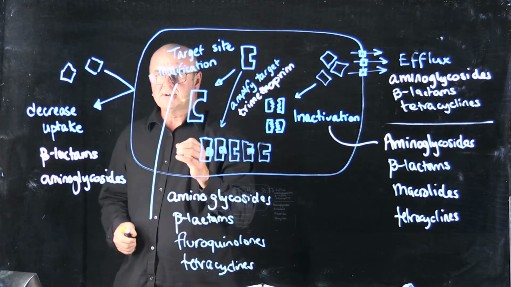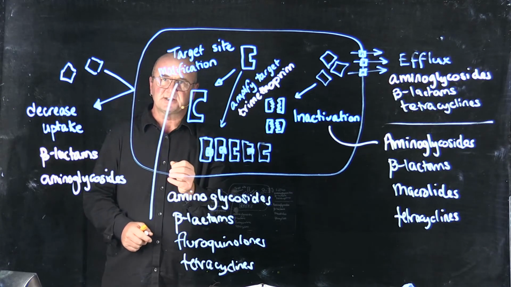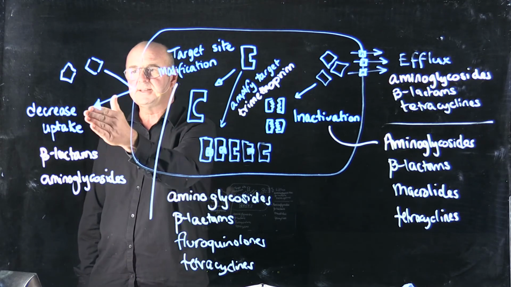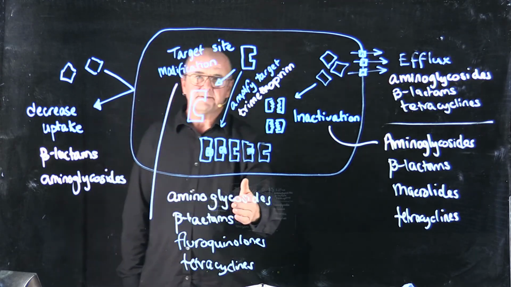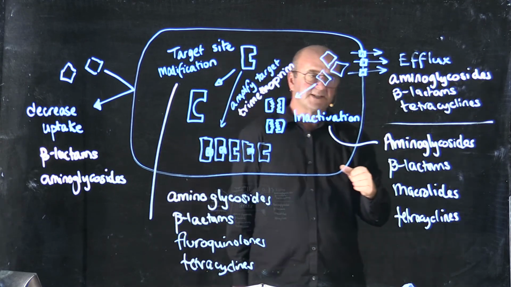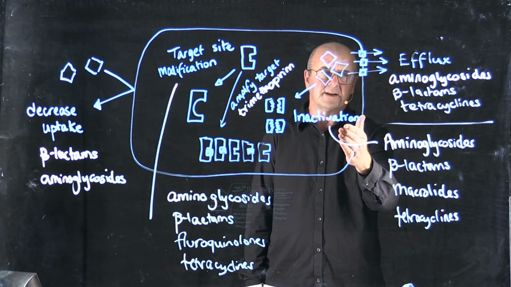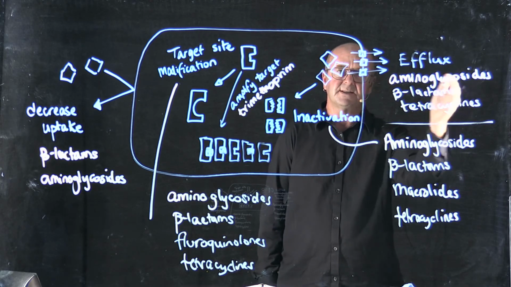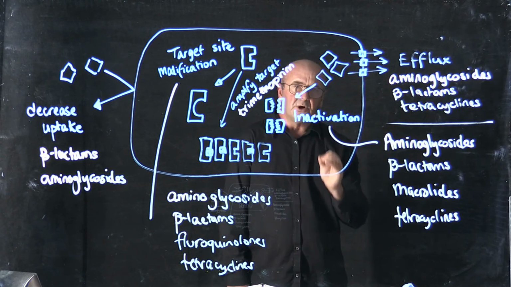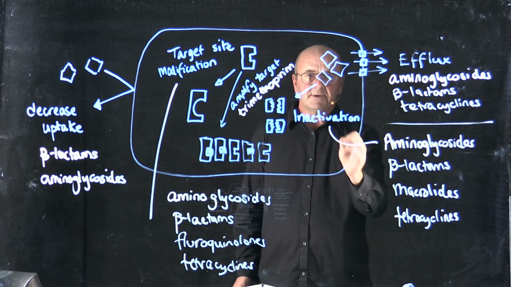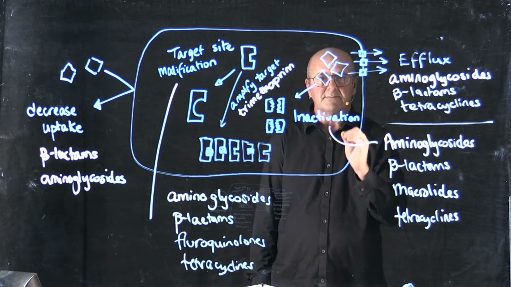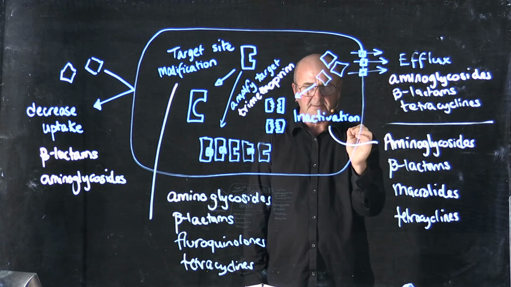One of the things that's really critical to note when we talk about antibiotic resistance is that you can gain antibiotic resistance to penicillin by decreasing the uptake. You can gain resistance to penicillin by modifying the target site. You can gain resistance to penicillin by inactivating it. You can gain resistance to penicillin by increasing the export of the antibiotic. There's multiple ways that bacteria can become resistant to antibiotics. And there's multiple ways that bacteria can become resistant to the same antibiotic.